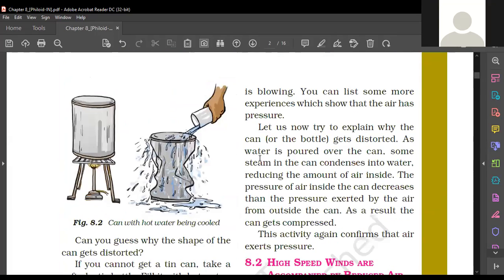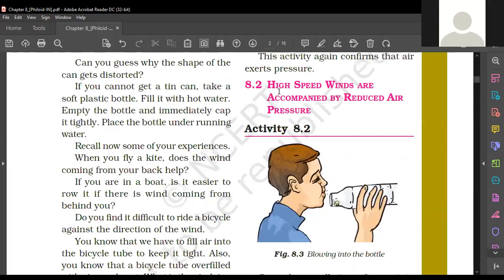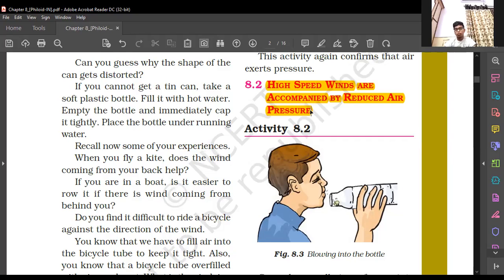One more important point is that high speed winds are always accompanied by reduced air pressure. This is an important point you have to remember. So wherever the high speed winds are blowing, in that area the air pressure will always be low. Clear this point? Yes, sir. The air pressure of a particular area will be low whenever high speed winds are traveling in that area.